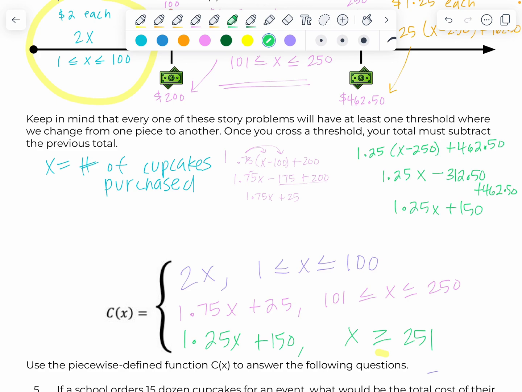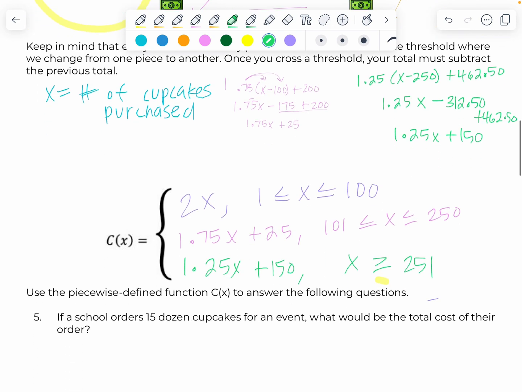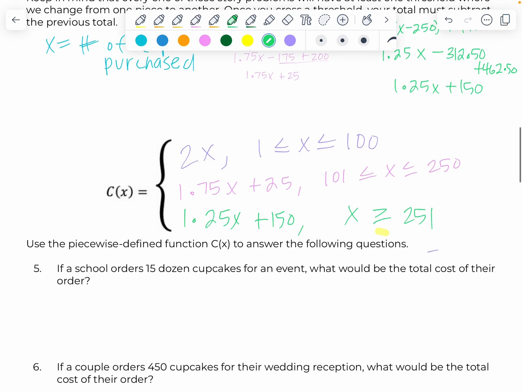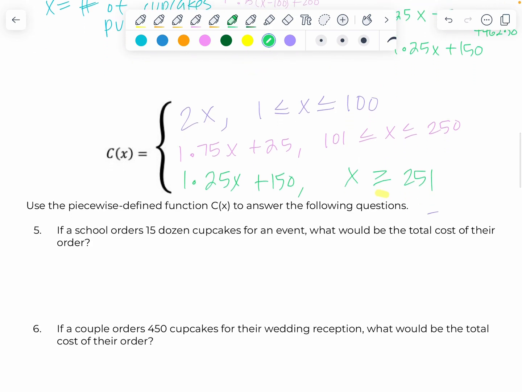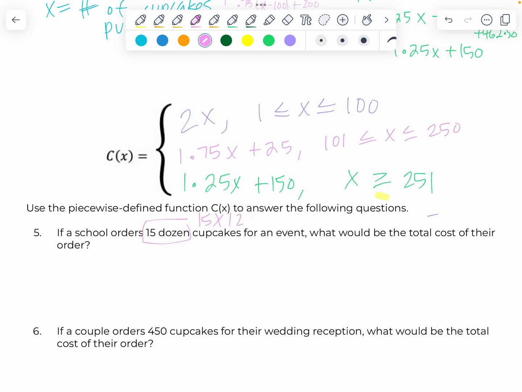So in our equations, the plus 25 and the plus 150 just accounts for the difference in price in any cupcake prior to the given domain. So if we were to use this to solve 15 dozen cupcakes, so that's going to be 15 times 12, or 180 cupcakes, we're going to use the center equation because 180 is between 101 and 250.